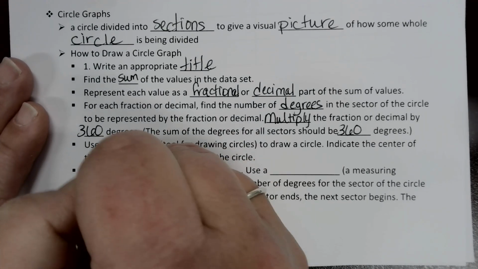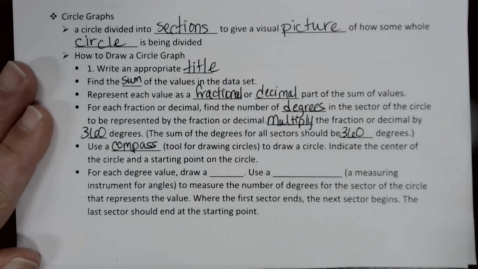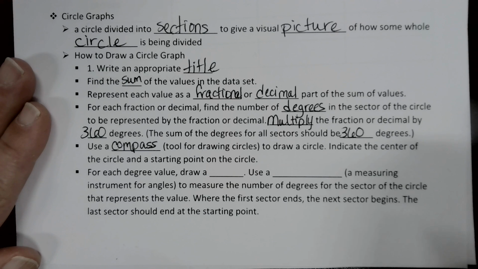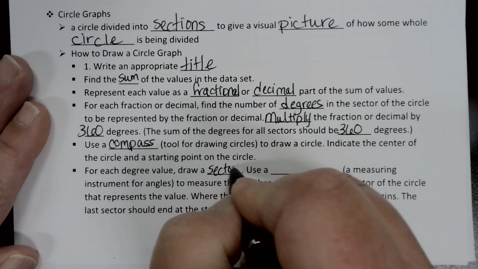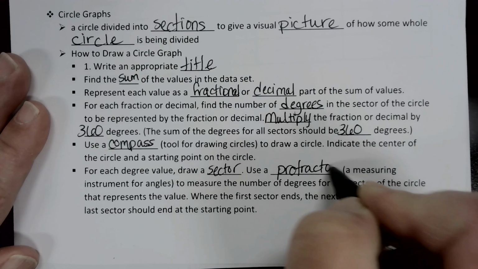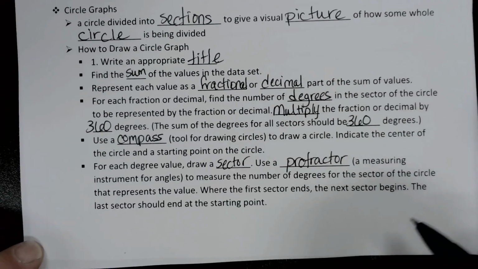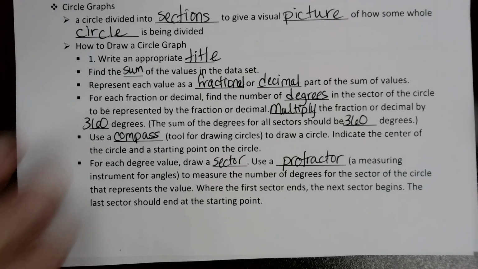Then you can use a compass tool, protractor, to draw a circle, indicate the center and a starting point of the circle, and for each degree value, draw a sector, use a protractor, a measuring instrument for angles to measure the number of degrees for the sector of the circle that represent the value where the first sector ends and the next sector begins. Okay, the last sector should end at the starting point.